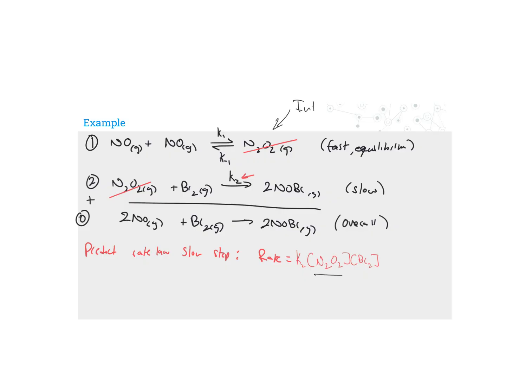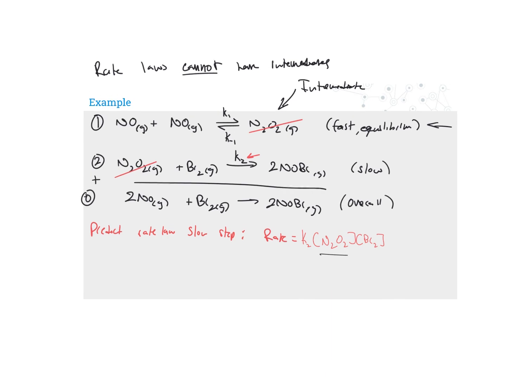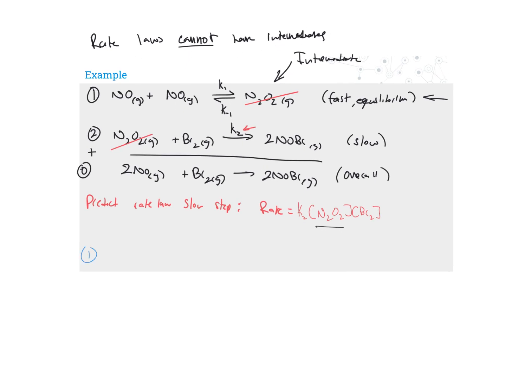We have an intermediate in the rate law, and rate laws cannot have intermediates. And so we need to rewrite this using the fast step, because we cannot have this rate law. This is a completely invalid rate law because it has that intermediate. And so the first thing we should do is write the rate of the forward and reverse reactions of that fast step.